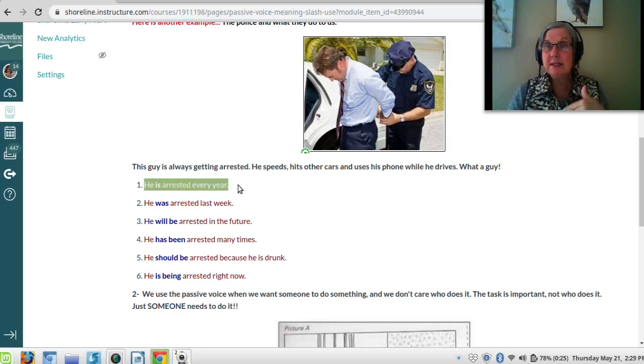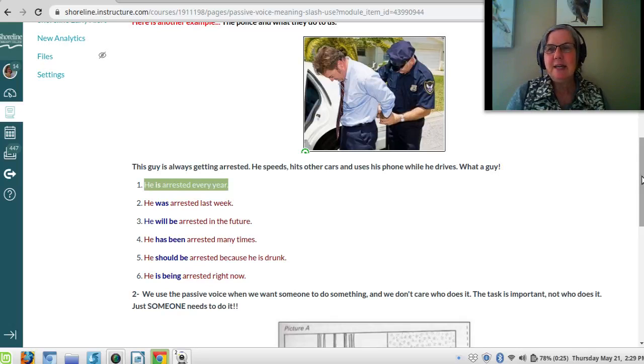Okay, so this one is about the verb tenses. He is arrested every year. He was arrested last week, past tense. Simple future, he will be arrested in the future. Present perfect, he has been arrested many times. With a modal, he should be arrested because he's drunk. And present continuous, he is being arrested right now. Okay, we'll talk about the form and how to make it a little bit later.